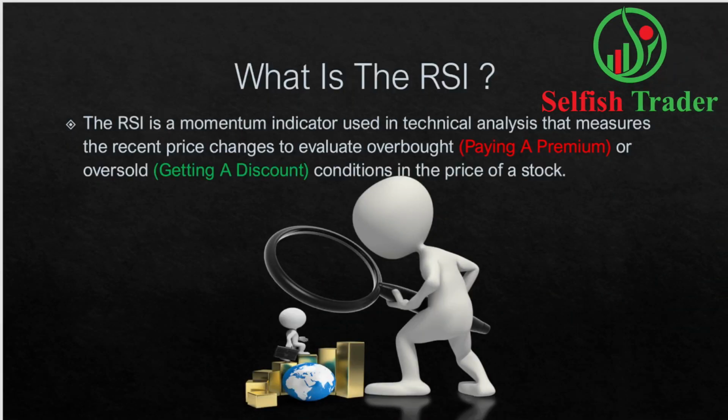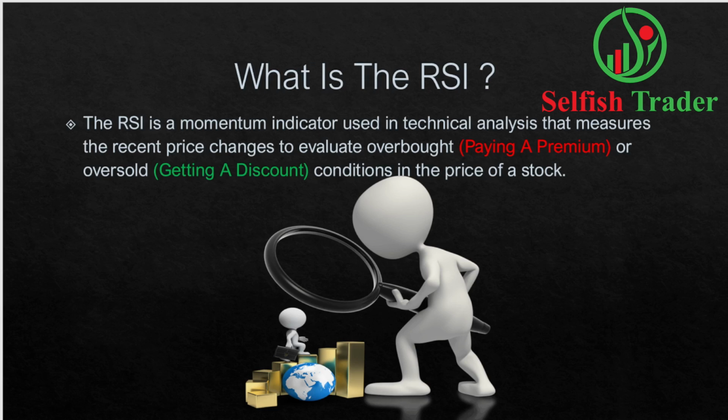All right, the RSI is a momentum indicator that uses technical analysis that measures the recent price changes to evaluate overbought or oversold conditions in the stock price. Now, what is overbought? Overbought is basically paying a premium. That's just like walking up to the car dealership, looking for a car, seeing that sticker price saying $23,000. Basically, you're paying that premium. You're paying for that car. You're paying for that name. You're not getting it at a discount.